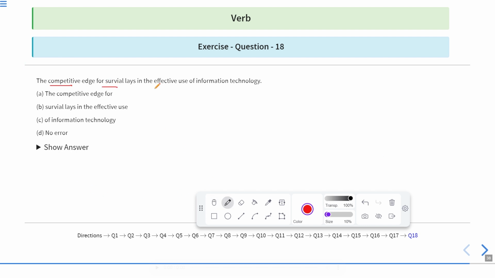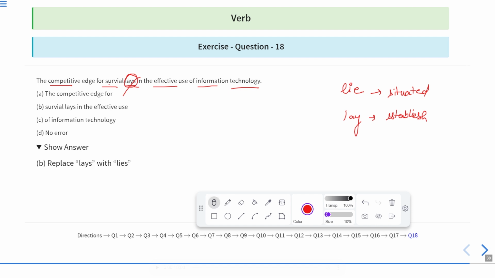"The competitive edge for survival lays in the effective use of information technology." Now I told you about the words lie and lay. There is a word lie, which means situated or existed, and the word lay means to establish something. Here we are not using lay in the sense of establish, so "lies" should come over here in place of "lays." So the error is: replace "lays" with "lies."